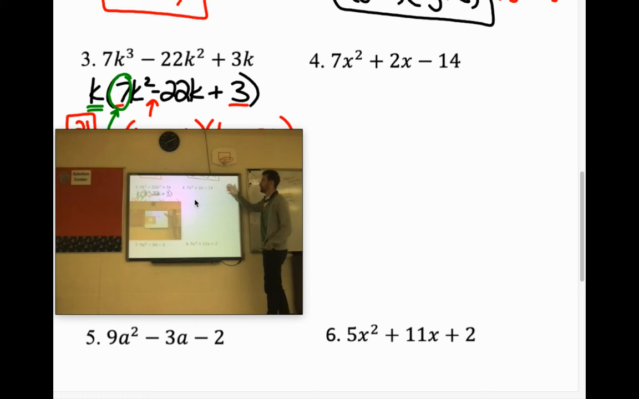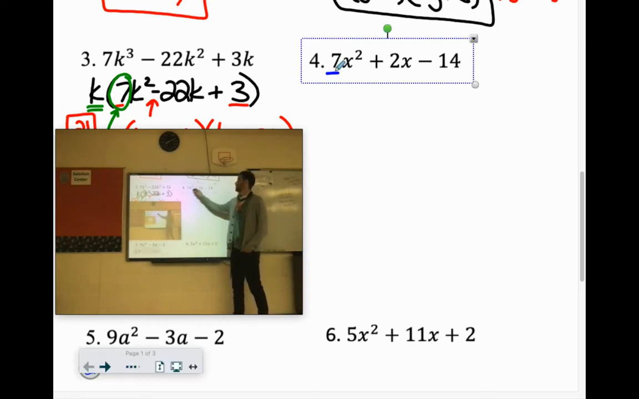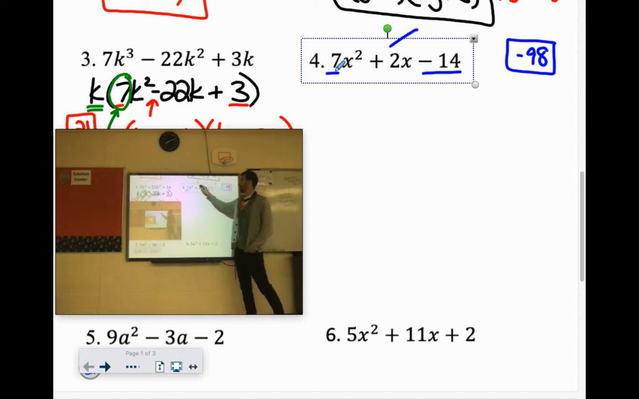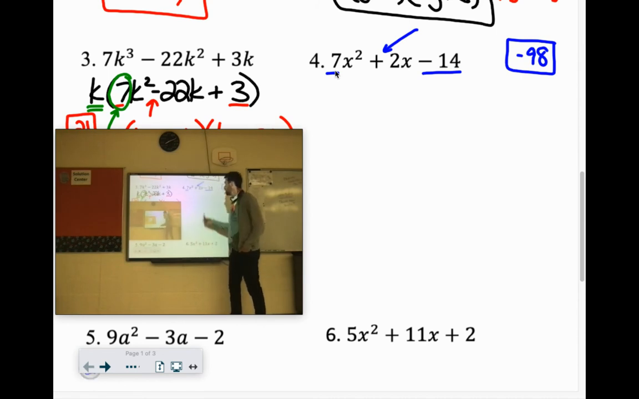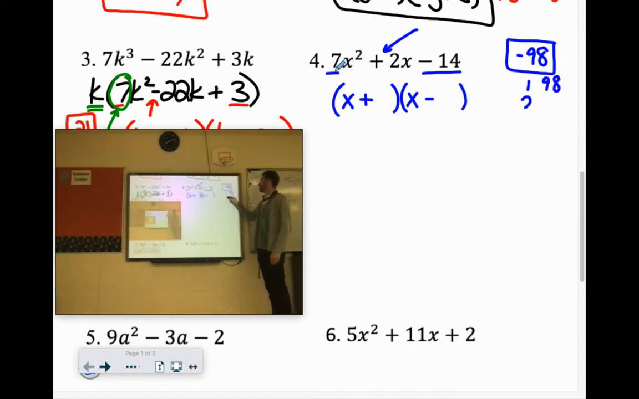Common factor for 7, 2, and 14? No. So we multiply the first and last. 7 times negative 14 is negative 98. It's negative, so they have to be this far apart from each other, 2. So initially, again, because it multiplies to negative, it's going to have to be 1 plus, 1 minus. We're looking for a set that is 2 apart from each other. So 98 could be 1 and 98. Those are 2 apart. 2 and 49.